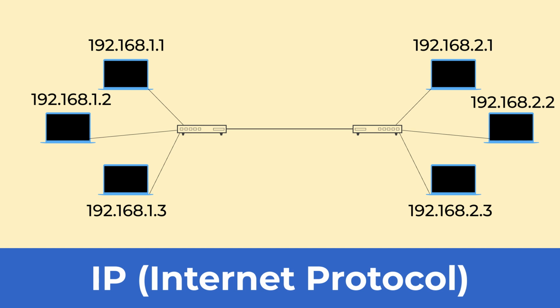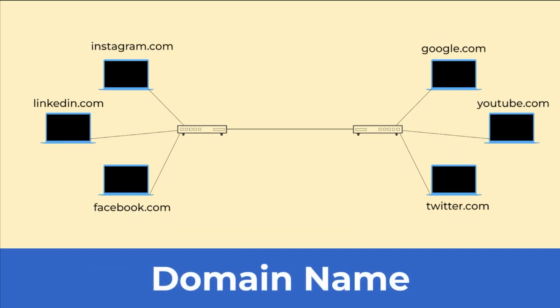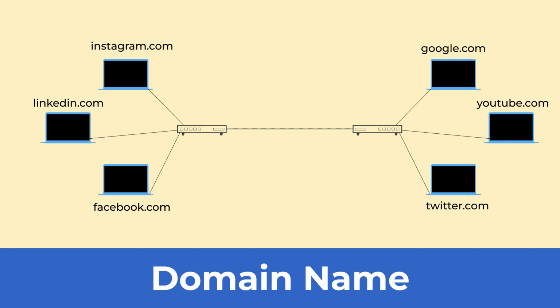Although this is fine for computers, it's hard for us to remember these addresses. To solve this problem, we alias an IP address with a human-readable name called a domain name. For example, when we want to connect to 192.168.1.1, instead of typing and remembering these numbers, we can simply type instagram.com.